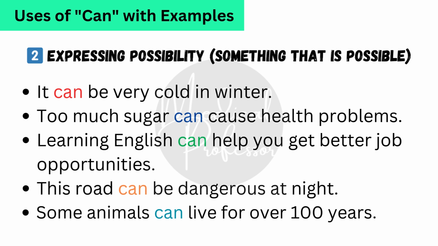Number 2, can is used to express possibility, something that is possible. Can is used to talk about things that are possible in a general sense. For example, it can be very cold in winter. Too much sugar can cause health problems. Learning English can help you get better job opportunities. This road can be dangerous at night. Some animals can live for over 10 years.